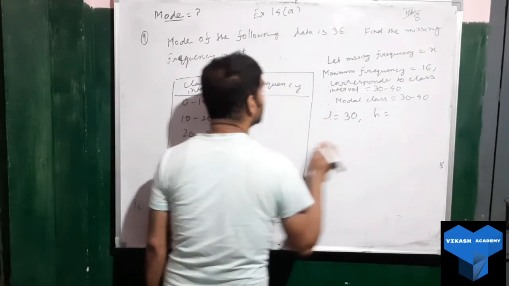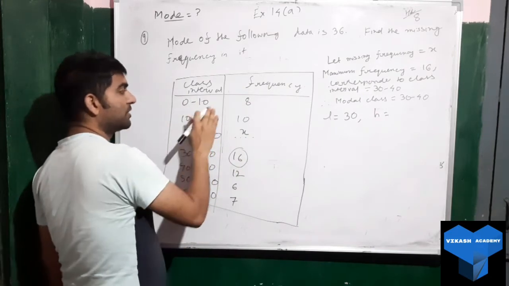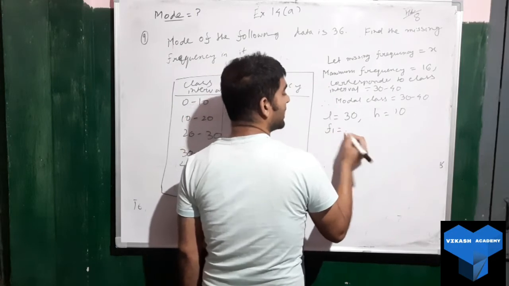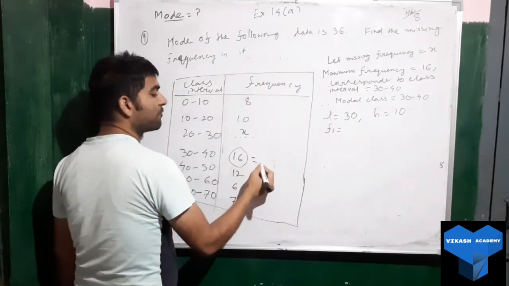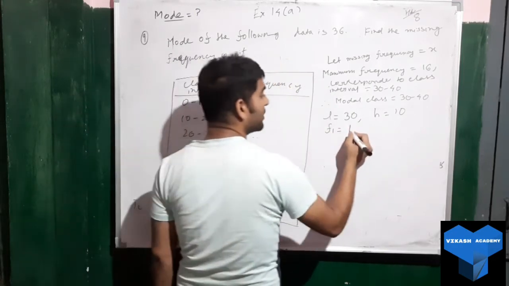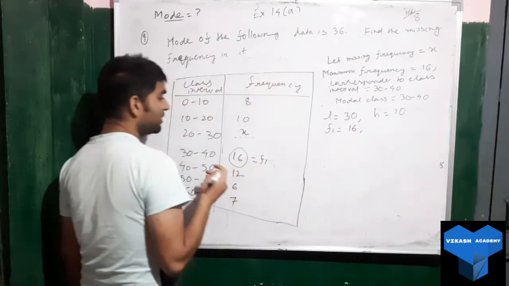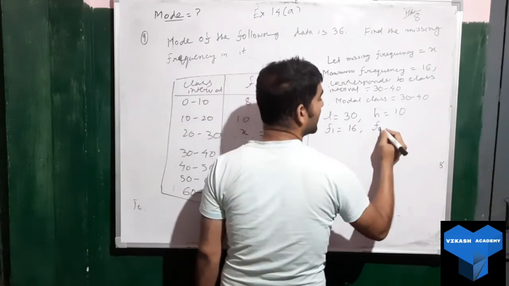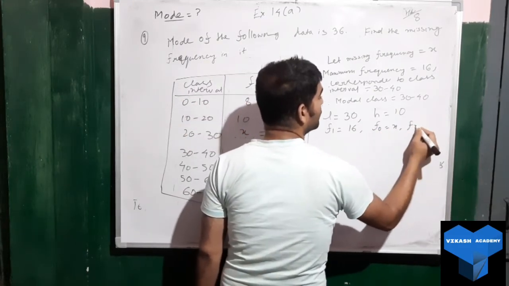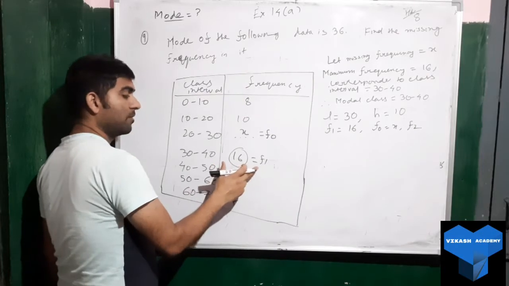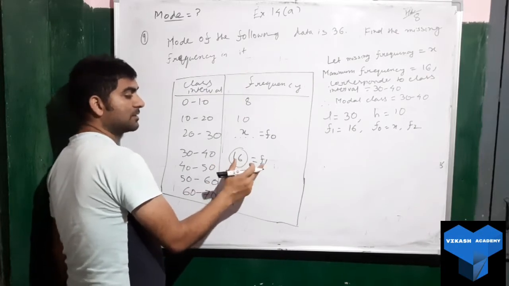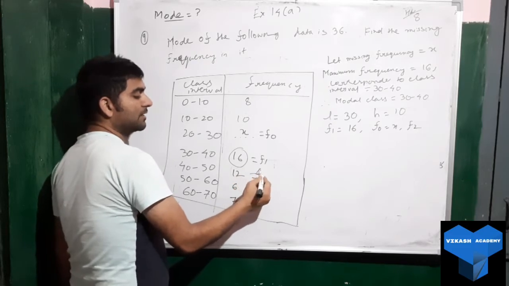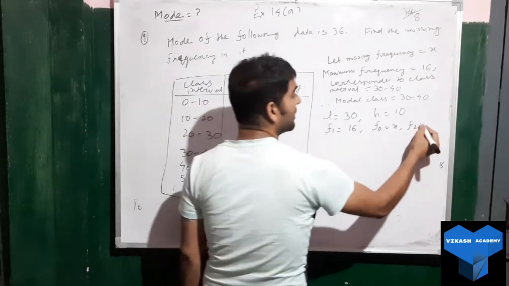H is the upper limit minus the lower limit, so 40 minus 30 will be 10. Next, F1 is the greatest frequency. So F1 is 16. We will write F1 is equal to 16. Next is F0, the frequency before the model class. We will take F0 as X. Next, F2, the frequency after the model class, so F2 we are getting is 20. We will write F2 equal to 20.